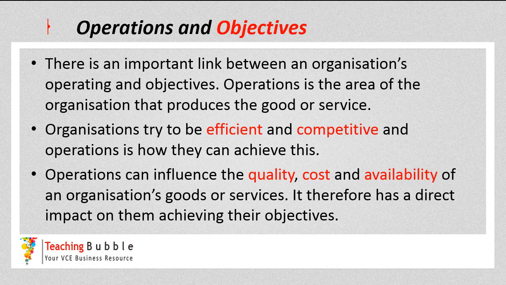It can affect the quality because we can look at the type of processes that we use, the type of service that we provide, the type of ingredients or materials that we use to produce our good. All that's going to influence the quality that we have. The costs, again, that could be the materials. If we implement new machinery, that could increase costs or it could reduce costs. Everything involved in the operations can influence the cost of our product.